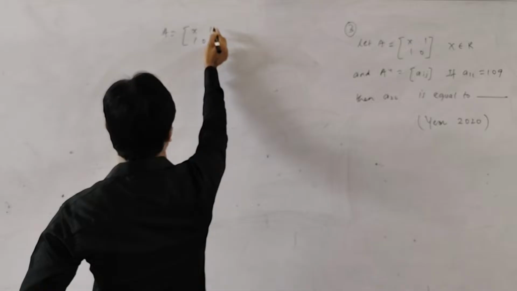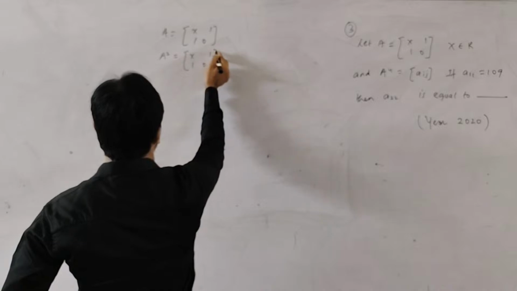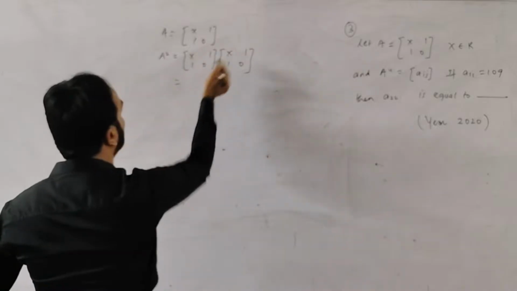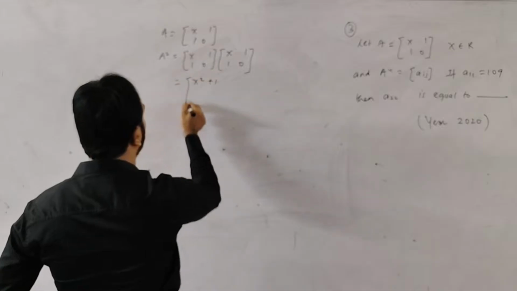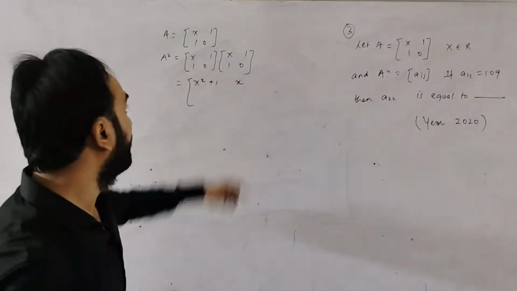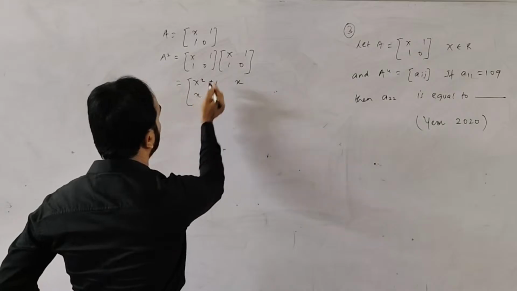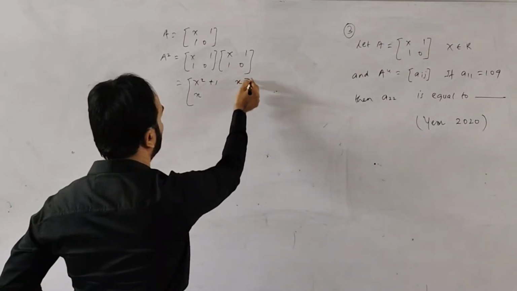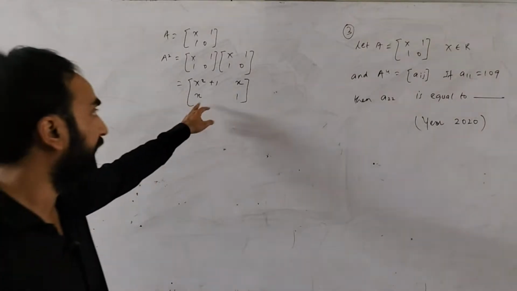x 1, 1 and 0. So we can find a square as x 1, 1 and 0. Similar type of multiplication. How to multiply? x into x, that is x square, and 1 into 1 is 1. Correct? First row, first column done. First row, second column, that is x here, and here it will become 0, so x only. Here also it will become x only, 1 into x and 0. And here it will become 1 into 1 and 0, so this will become 1. Right? So this is your a square. Our a square is x square plus 1, x and x, 1.